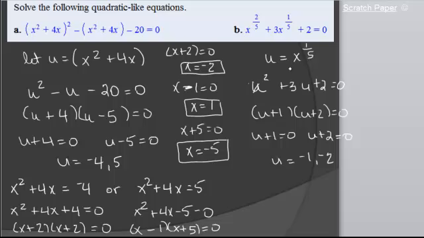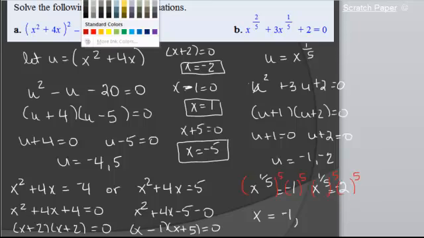Now we don't want u, remember, we want x, so we'll take this and resubstitute it. So x to the 1/5 is equal to negative 1, or x to the 1/5 is equal to negative 2. Okay, to get rid of this 1/5, what we need to do is raise each side of the equation to the 5th power. Okay, so if we do that, we'll end up with x equals negative 1 to the 5th power, which is still negative 1. We'll do the same thing on the other side. Raise both sides to the 5th power.